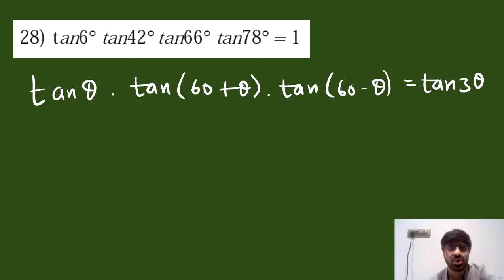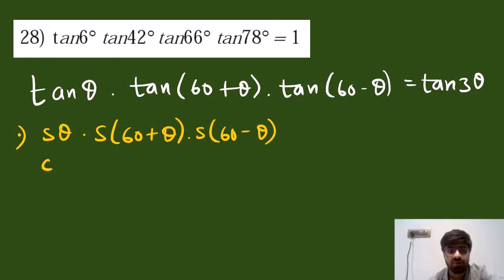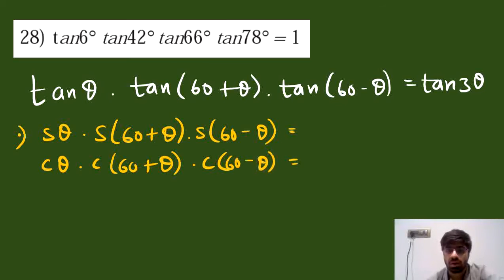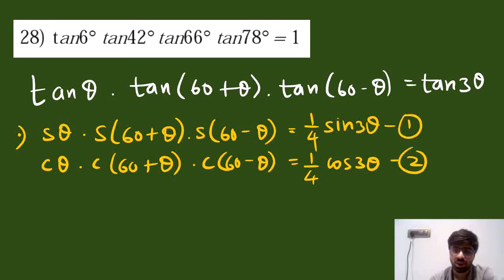Now this is actually a combination of two results that you might have learned earlier. The two results are sin theta into sin of 60 plus theta into sin of 60 minus theta. And if you have the same expression with cos, then the value of the entire expression with sin is 1/4 of sin 3 theta. With cos, it is 1/4 of cos 3 theta. If this is equation 1 and this is equation 2, when you divide equation 1 by equation 2, you get this entire result.